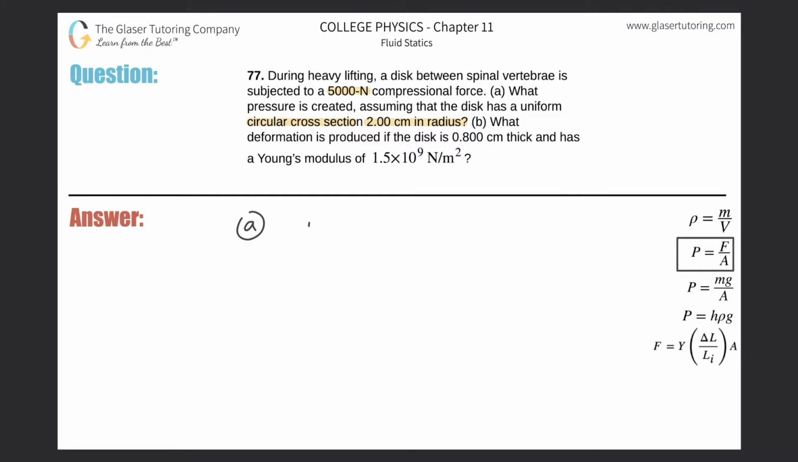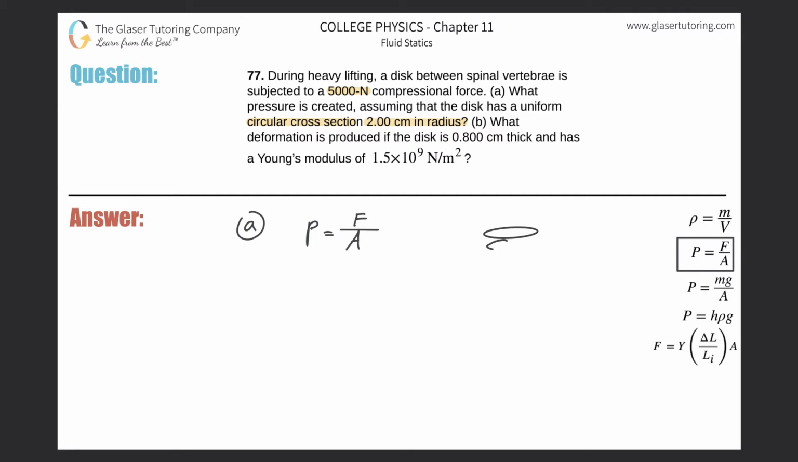Pressure will be equal to the force applied divided by the area over which that force is applied. So we're asked to find pressure, so we can leave this alone. We need force in newtons and area in square meters. Now, what type of cross-section is this? So here's the vertebra. It's a disc, and it says that there is a 5,000 Newton compressional force.